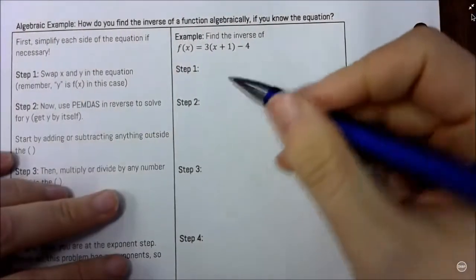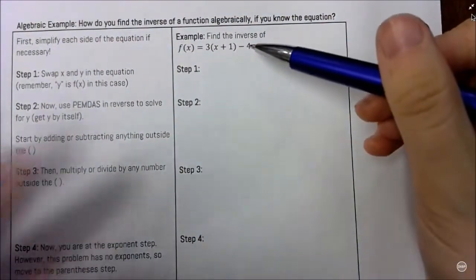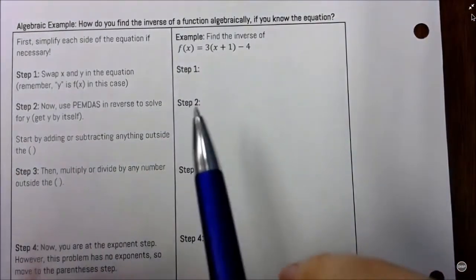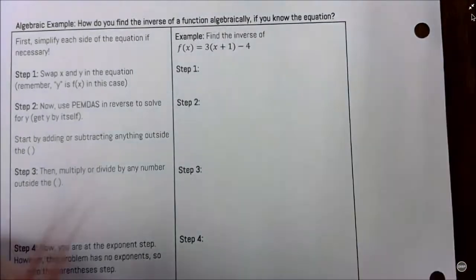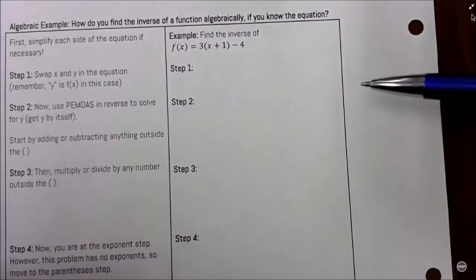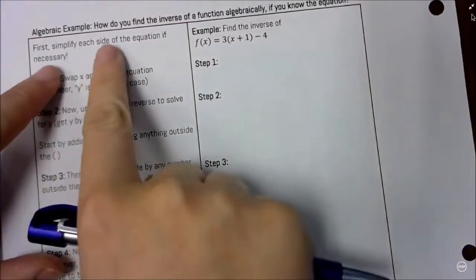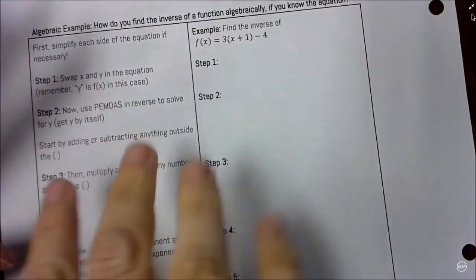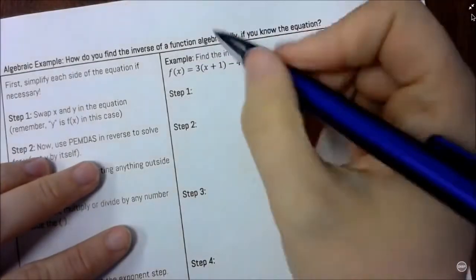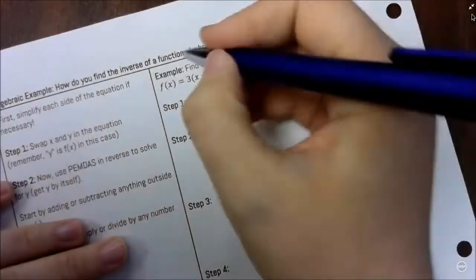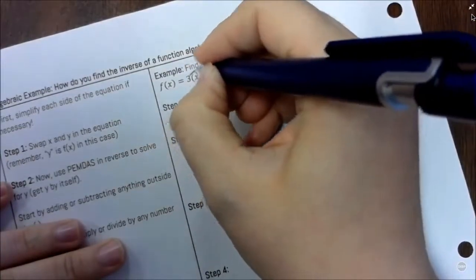On the back, we're going to look at what if you have the equation and you don't have a graph of the line, you don't have points, you have the equation itself and you're asked to find the equation of the inverse. I'm going to show you how to do that. So the first thing I want to do is simplify each side of the equation if there's something to simplify. So if I wanted to here, I could go ahead and distribute this 3, which actually I think I'm going to go ahead and do.